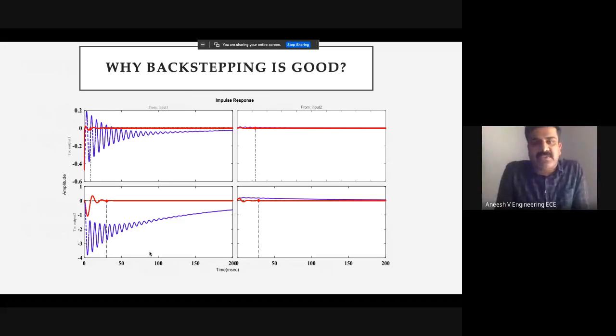Why is backstepping good? You can see that this is a simulated response from our recent research on the backstepping technique. You can see a blue, fully oscillating wave and a red wave with fewer oscillations. What is the meaning of this? The blue one is a PID controller. The red one is a backstepping controller.